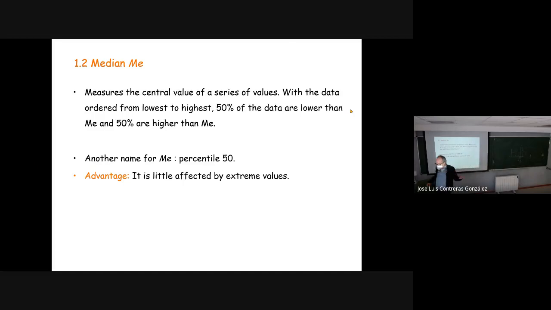It's also called percentile 50. The median is also called percentile 50 in the sense that 50% of the values are smaller than the median by definition. That's the way we define it. Good.